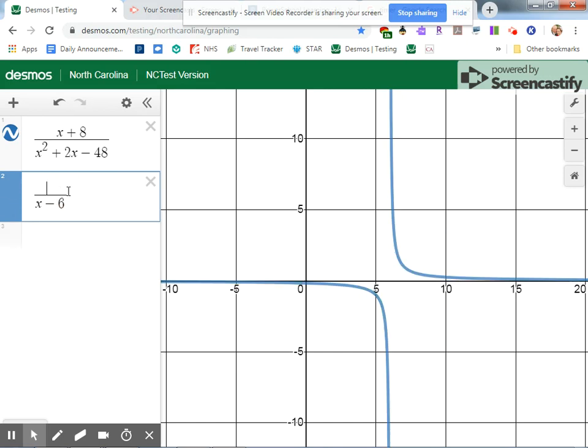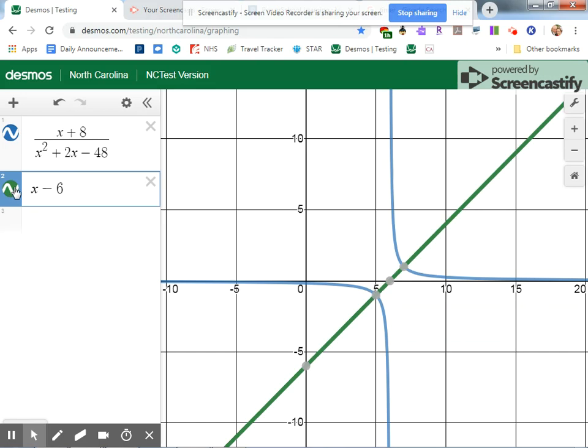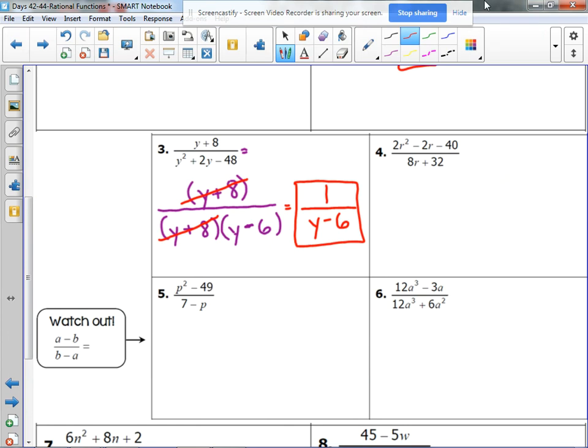If we incorrectly didn't put that 1 over, look at what the graph looks like. x minus 6 is a line. That's definitely not the same as that original rational expression. Okay? So just be aware of things like that.